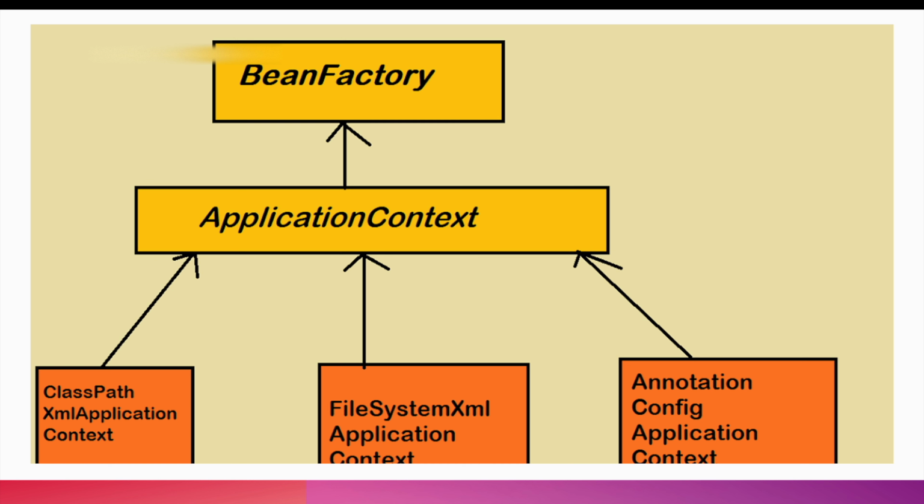So the first one is ClassPathXmlApplicationContext. Most of the time we are going to use this when we work with XML based configuration. Suppose we are doing it in spring.xml, then we are going to use this XML type configuration. And if we are putting our XML file inside a resources folder, we will be using FileSystemXmlApplicationContext. And if we are using annotation based, then we are going to use AnnotationConfigApplicationContext.